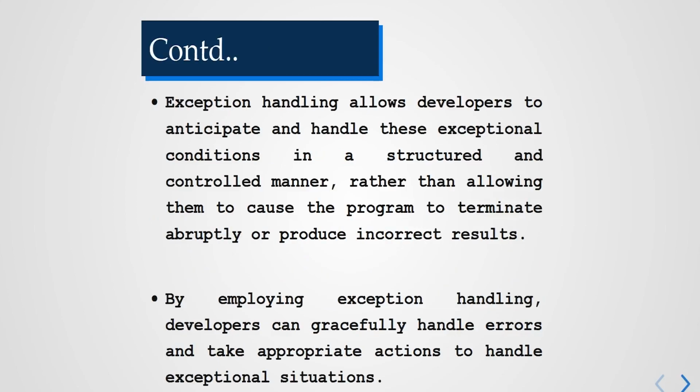Okay, guys? Now, you can see here, exception handling allows developers to anticipate and handle these exceptional conditions in a structured and controlled manner rather than allowing them to cause the program to terminate. As I showed you, our program should not terminate, it should go with the normal flow but with some error messages. By employing exception handling, developers can gracefully handle errors and take appropriate actions to handle exceptional situations. Exception handling is a very important part of any programming language, and to learn about this is very important if you are going to build a career as a developer in any programming language.